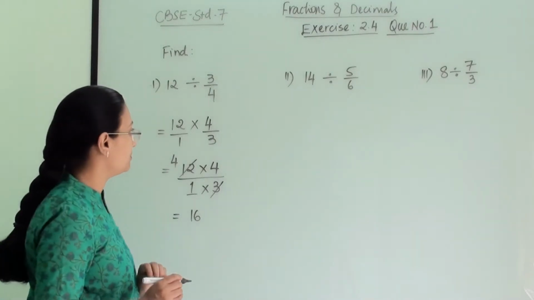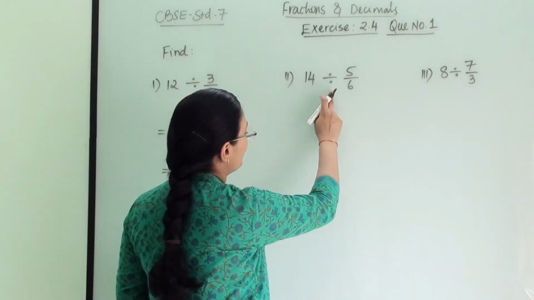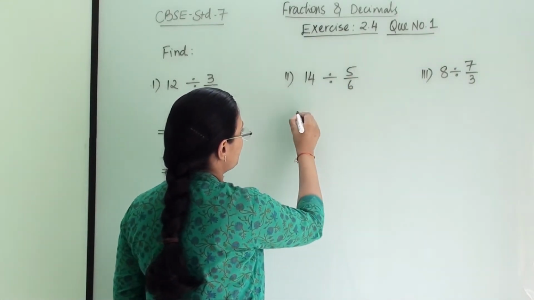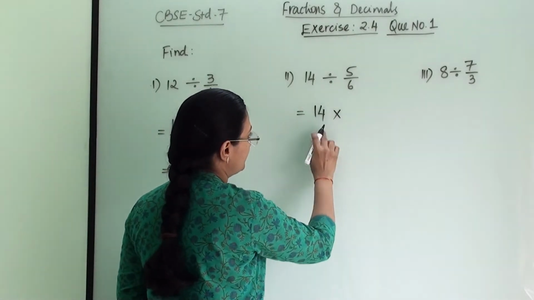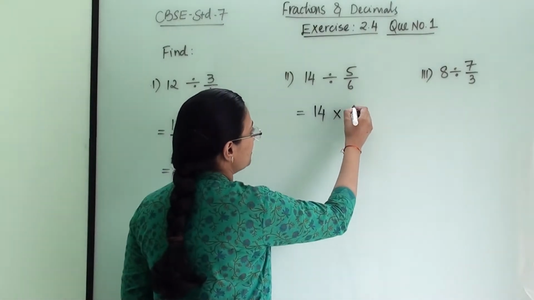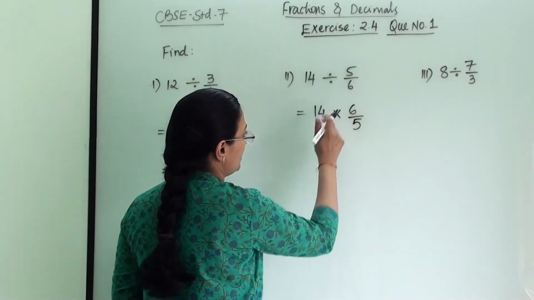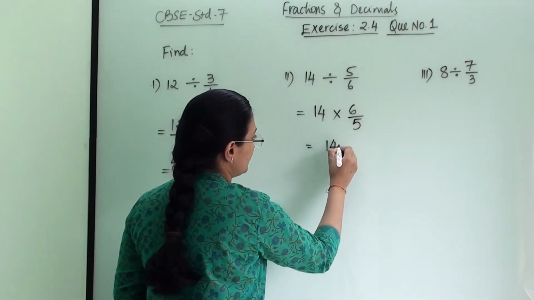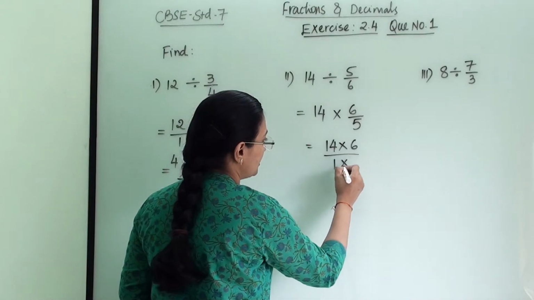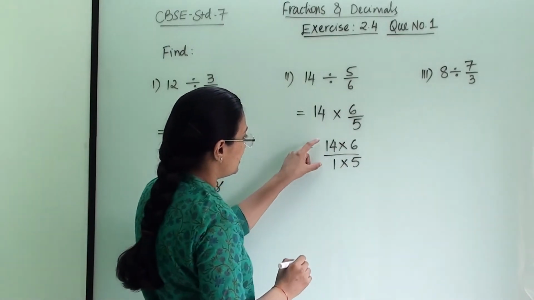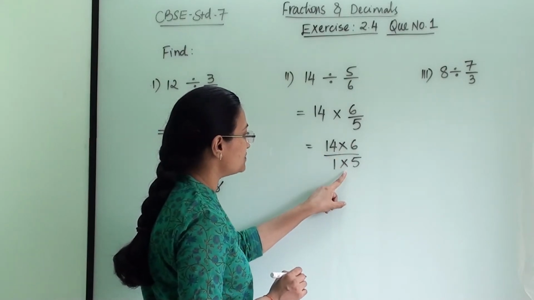16 is a whole number. Moving towards the second numerical, 14 divided by 5 by 6. So first we will write 14. Then we will convert this sign into multiplication sign, and then we will write here 6 by 5, the reciprocal of this number. Now let us write this in a multiplication way, that 14 into 6 divided by 1 into 5. Let us check if we can reduce anything here. No, we cannot reduce anything.